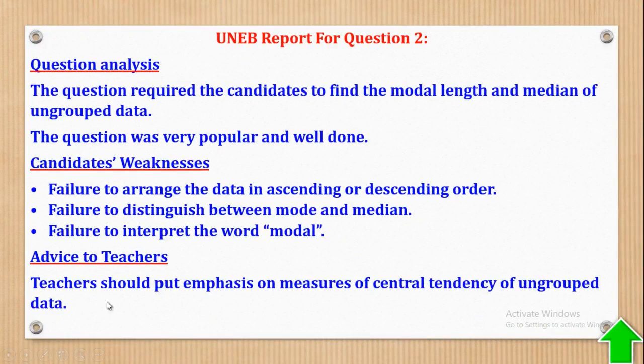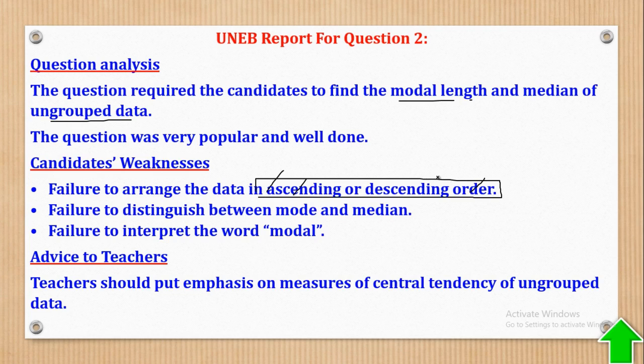So this is the report for question 2. So the analysis: the question required the candidates to find the modal length and median of ungrouped data. The question was very popular and well done in that year. So candidates' weakness: failure to arrange the data in ascending or descending order. Some students could not arrange the data, they could just start immediately to cancel one value on either side.